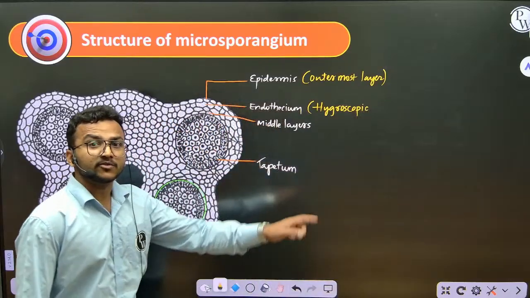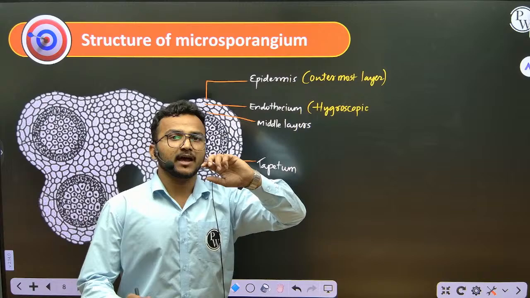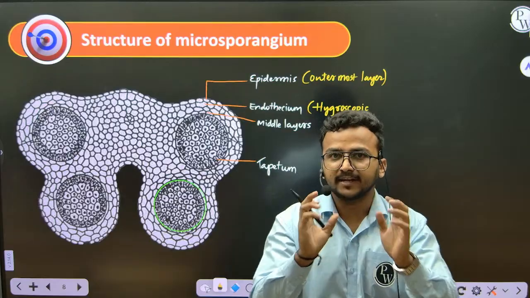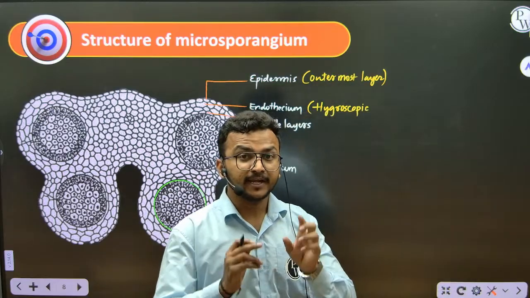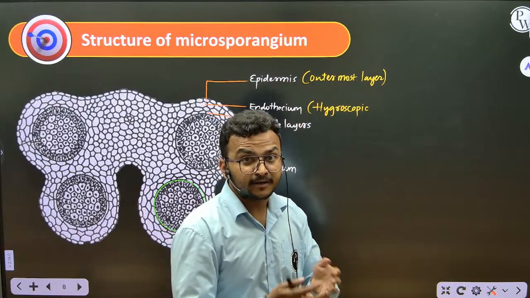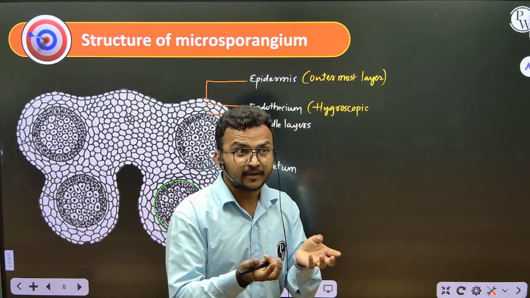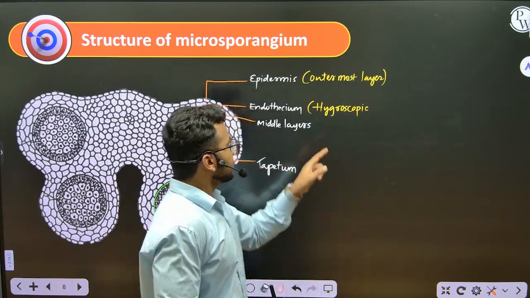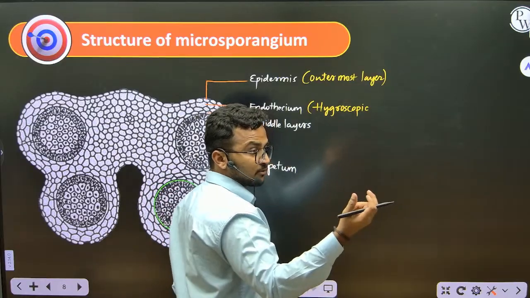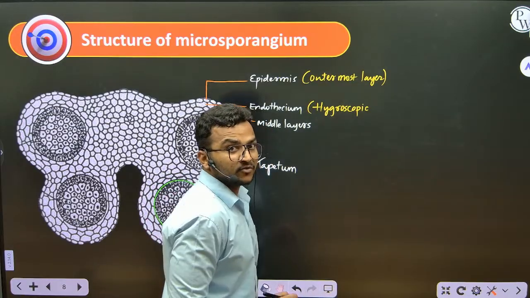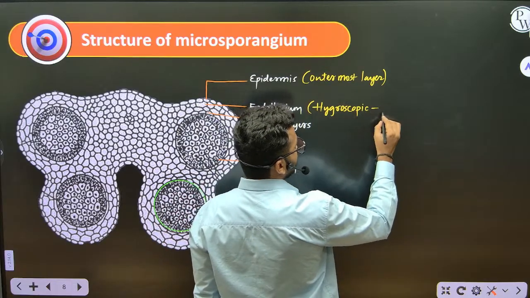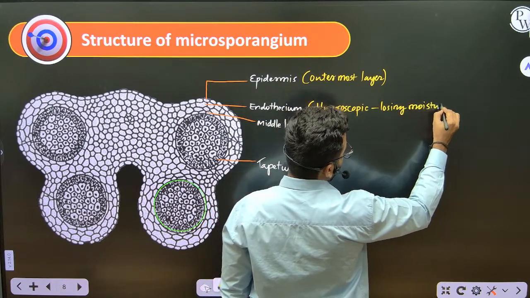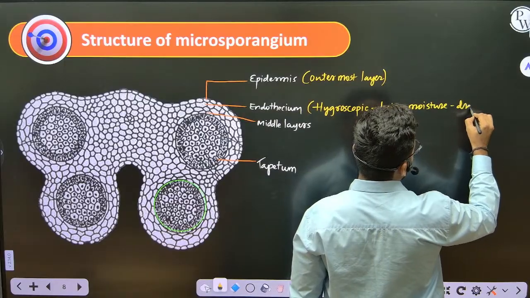Hygroscopic in nature. Hygroscopic in the sense, when the anther is young, it is somewhat green and wet. When it is about to dry, for the pollen grains dispersion, it has to lose the water moisture. So losing of water moisture is nothing but hygroscopic there. Drying out, or losing the moisture.